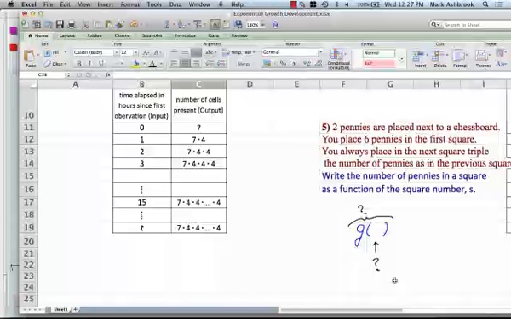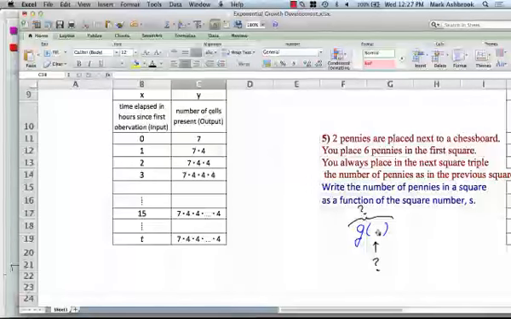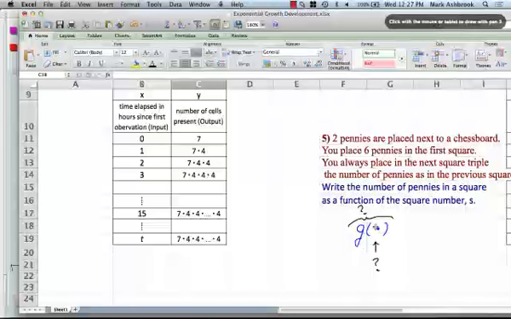Okay, so let's see how you did. Scott, tell me about the input and output of this. The input is the square number, so square 1, square 2. So what symbol? S. He wants S to be the input. What do you guys think? Yeah.